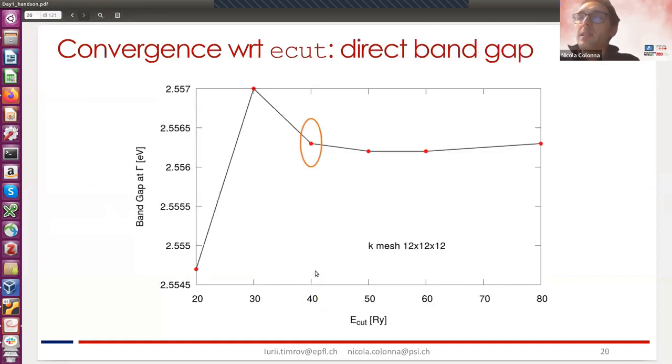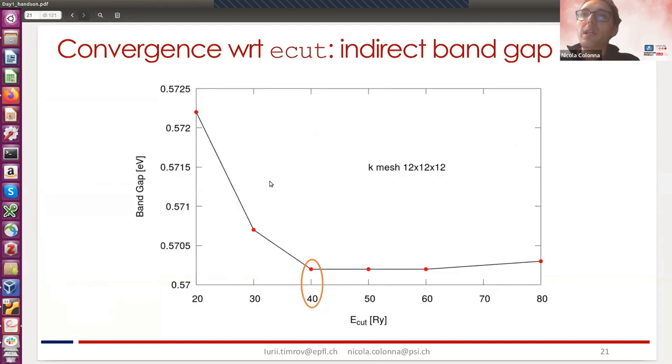Now, since we are interested in the band structure, I also monitor how the direct band gap at gamma evolves as a function of the cutoff. And again, you see that already at 40 Rydberg you are converged. The same is true for the indirect band gap. So this means that 40 Rydberg is a good, converged value for the expansion in plane waves, and this is what we are going to use.